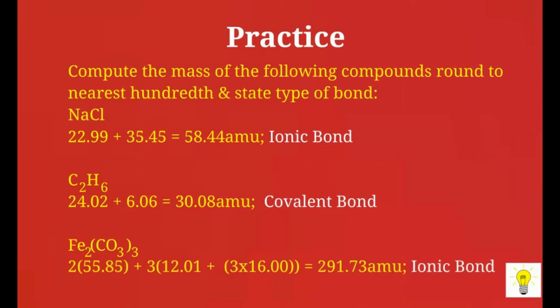How I did this one, there are many ways you could do it, but I did it the drawn-out algebra way, broken down in steps. There are 2 irons, each with a mass of 55.85, so I multiply those by 2. Notice I distributed this 3 amongst the carbon and the oxygen. 12.01 is the mass of carbon, and there are also 3 oxygens, so I multiplied those by 3. You could have done 3 times that, 3 times this, and then multiplied them all. That's fine, this is just showing my math in one little line. Then you should have got 291.73 AMU.